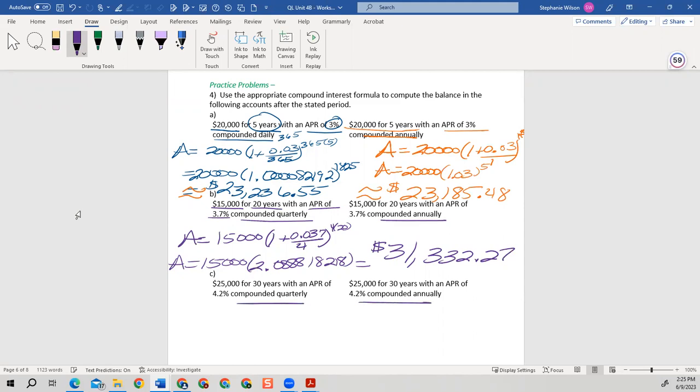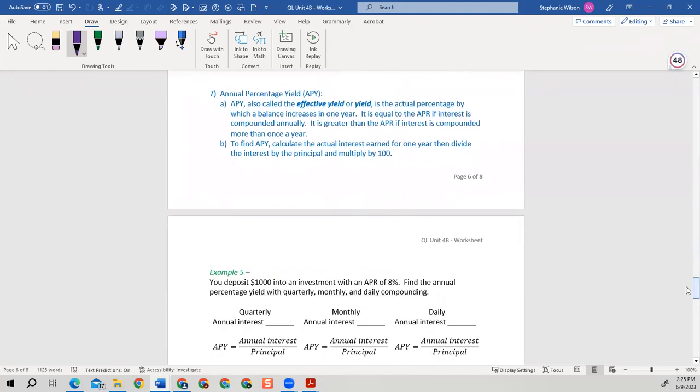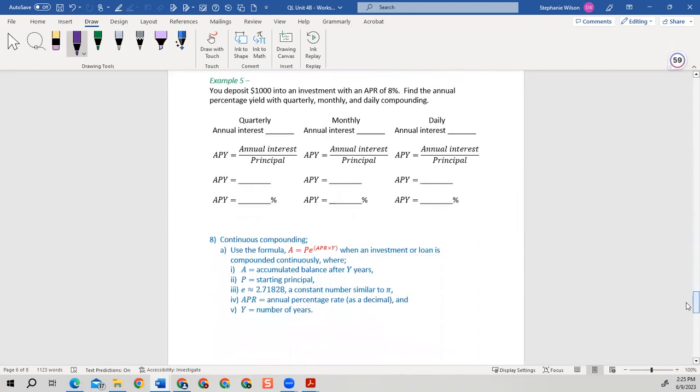Now I want you to do this compounded annually and quarterly. The next one's on your own. Just reach out if you have any questions. So let's move on. If you want to take a minute and pause it so you can get all this information down, I encourage you to do that. And so we can move on.